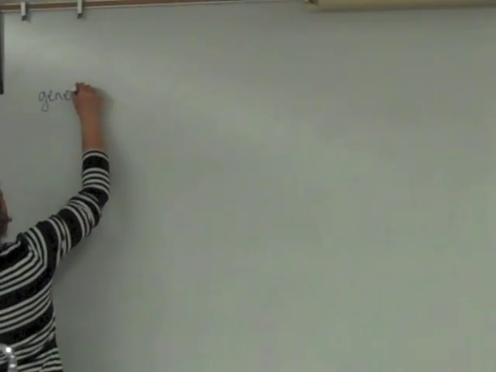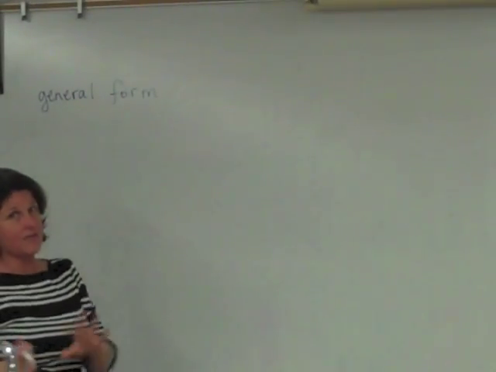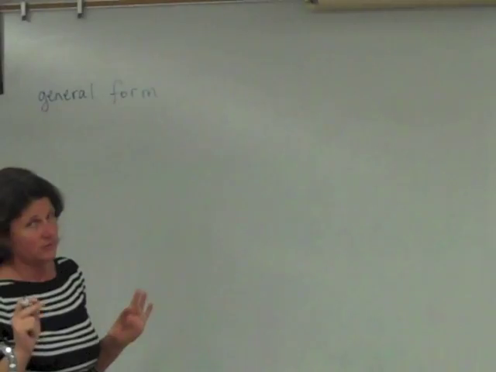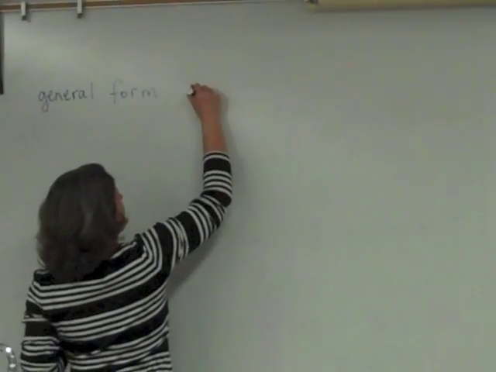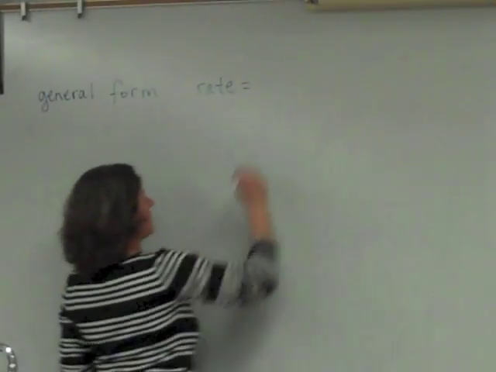Whenever I do kinetics problems, I always begin with the general form of the rate law. The general form of the rate law in this particular example is rate equals K.